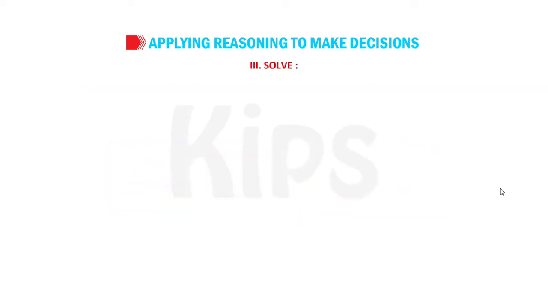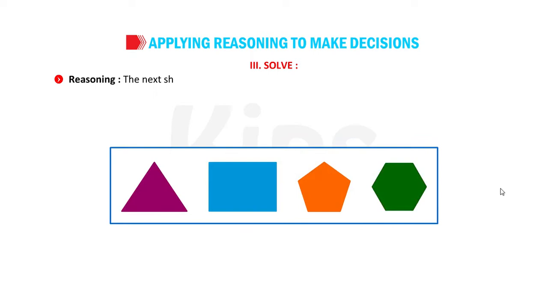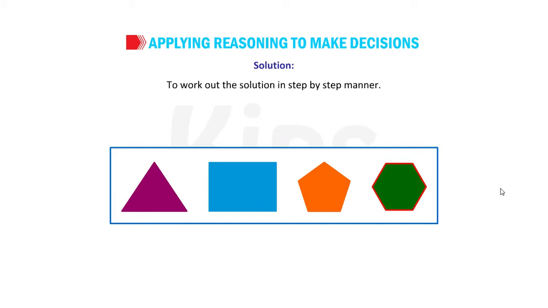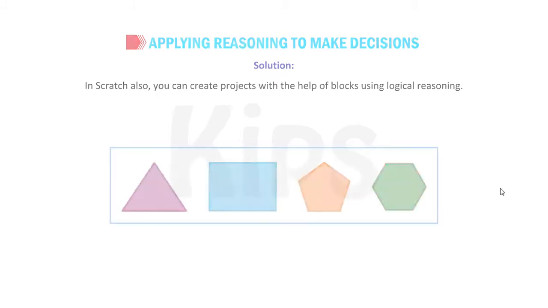Number 3. Solve. To achieve the goal by using the given information and following the condition. Reasoning: the next shape should have 1 side more than the previous shape, which is 6 sides, that is 5 plus 1 equals 6. Solution: to work out the solution in a step-by-step manner. This proves that with logical reasoning, any problem can be solved. In Scratch also, you can create projects with the help of blocks using logical reasoning.